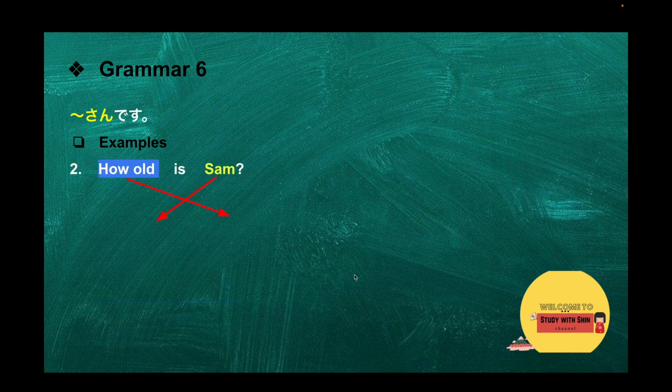Try to remember that and don't make the same mistakes, okay? Now we will take a look at how to say this grammatical structure, which is how old is Sam? So, サムさんは何歳ですか? How to say how old? How old is 何歳ですか? Because we are now asking a question, we will add か at the end. So, サムさんは何歳ですか? Now you see the grammatical structure, alright?